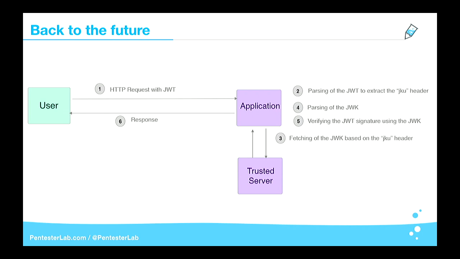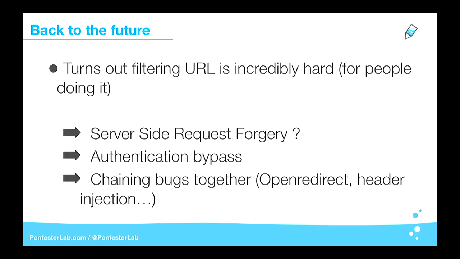Basically, you get an HTTP request with a JWT. You parse it to extract the JKU header. Then you fetch the key from a trusted server or from localhost or something like that. And then when you get the key, you verify the JWT signature using the JWK you just downloaded. So pretty simple, but unfortunately, people are terrible at filtering URLs. Like server-side request forgery.